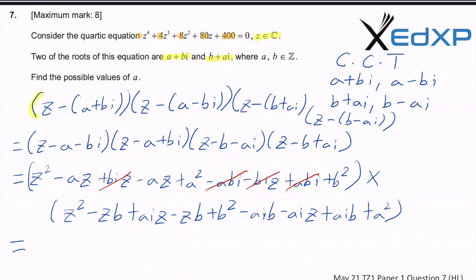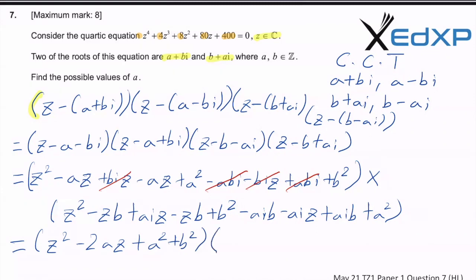Okay. And we also have z squared minus az. Okay, so we are left with a very simple real equation: z squared minus 2az plus a squared plus b squared.